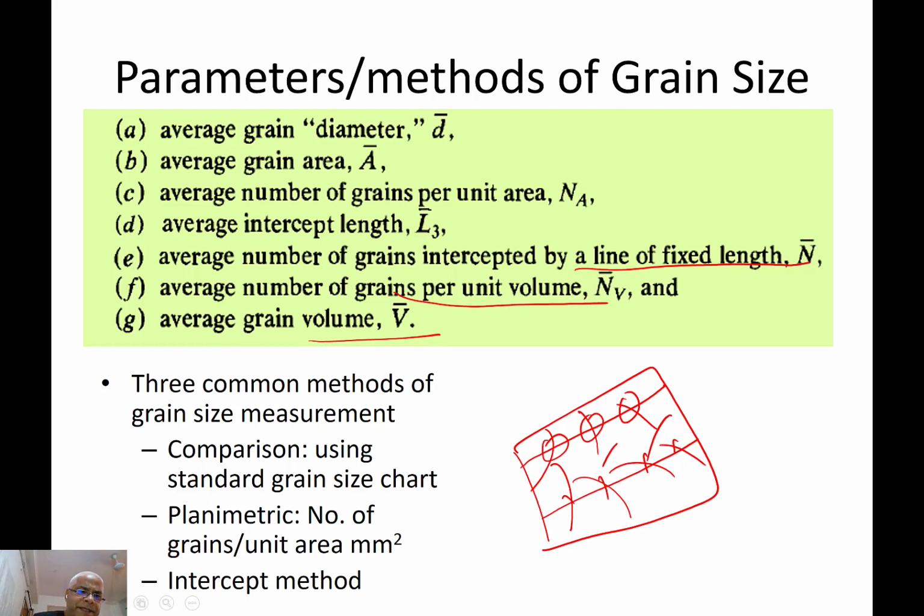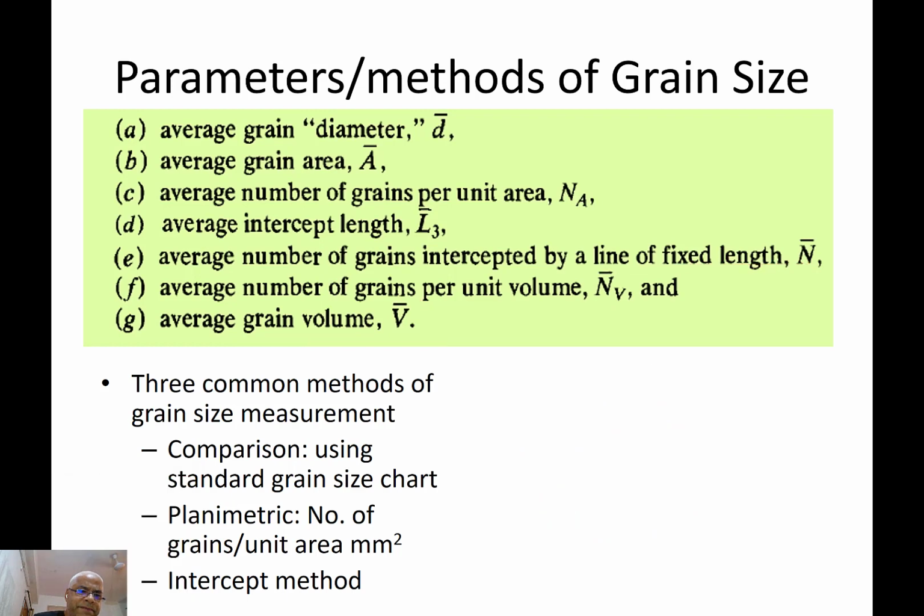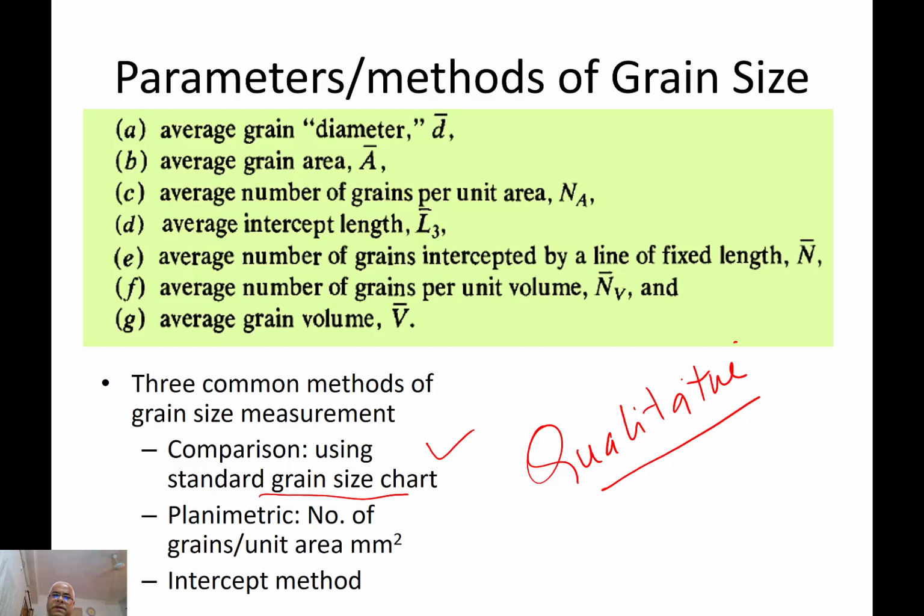So as far as the methods are concerned, there are various methods. One is the comparison method, wherein a standard chart is used to compare the grain structure of a particular microstructure to identify the grain size. This is largely a qualitative method because it is based on comparison, not exactly based on measurement. It's a visual comparison based method.